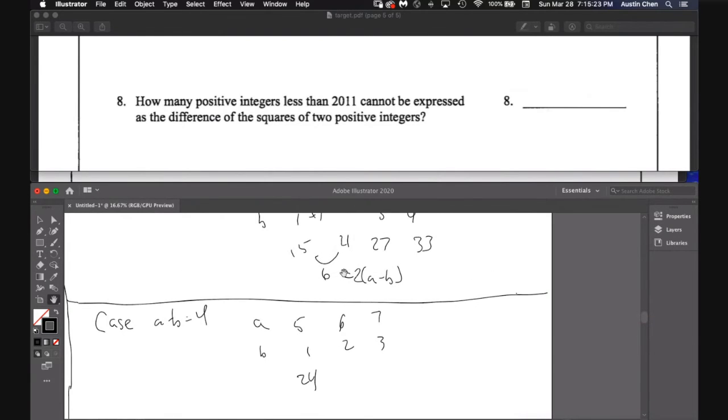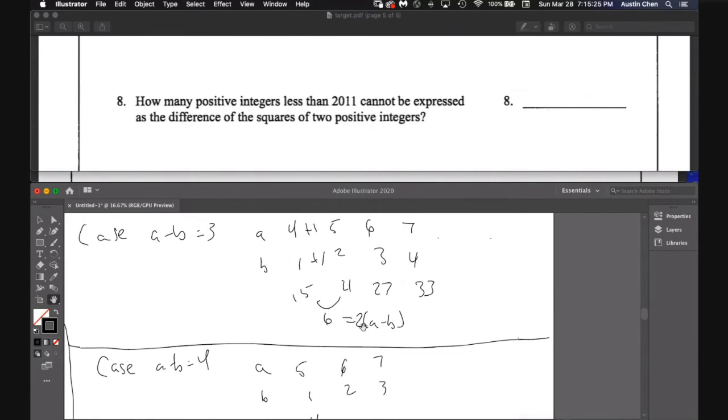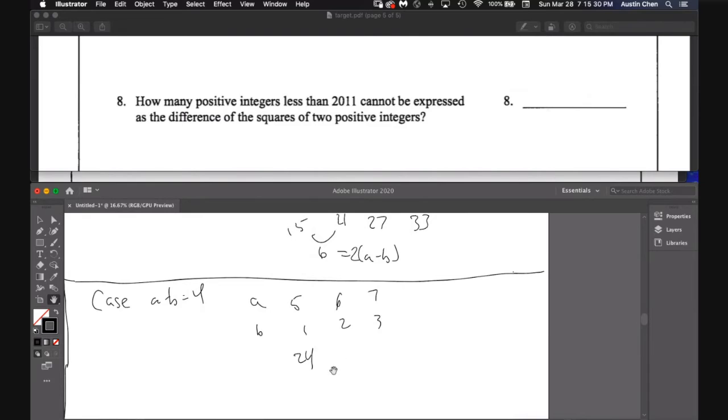Now, we said that this difference was always going to be equal to 2 times our difference. Here, the difference is 4, so this difference is always going to be equal to 8. So our next term is going to be equal to 32, and then this term is going to be equal to 40, and so on.